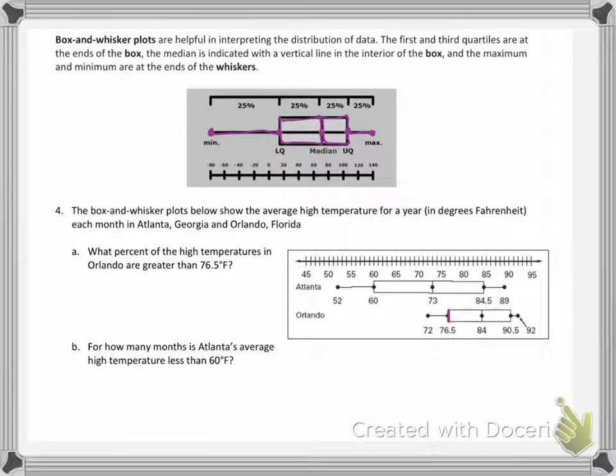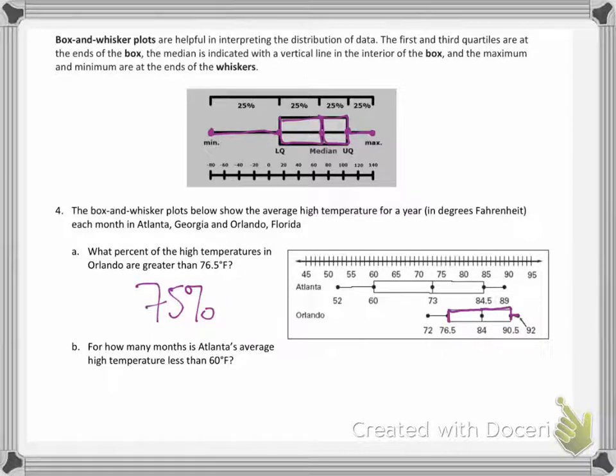Well, here's how you figure that out. Greater than, I'm going to go to my right, obviously. I have 1, 2, 3 pieces. So I have the first part of the box, the second part of the box, and that whisker at the end. That's all after 76.5. If each of those pieces is 25% and 3 of them come after that 76.5, that means 75% of my data, 75% of these high temperatures, are greater than 76.5 degrees.